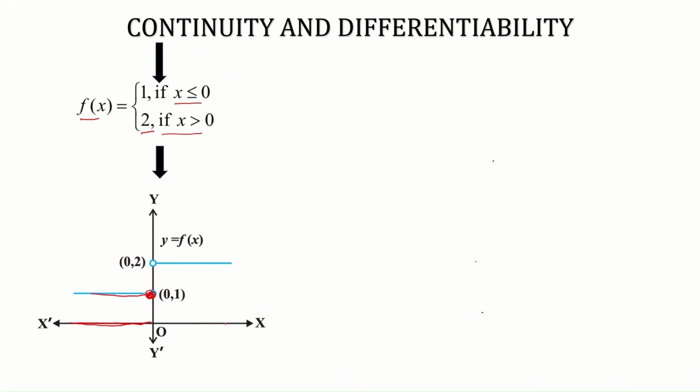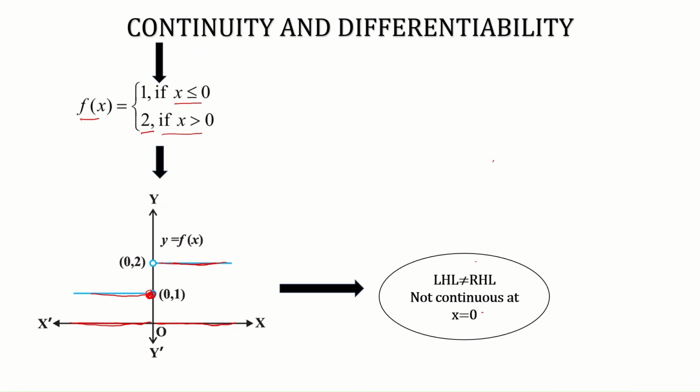When I am approaching 0 from the positive side, the output is 2. From this, the conclusion is that the left hand limit is not equal to the right hand limit, because the left hand limit is 1 and the right hand limit is 2. Therefore, this function is not continuous at x equal to 0.